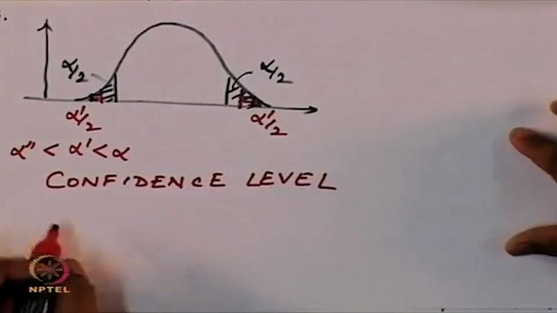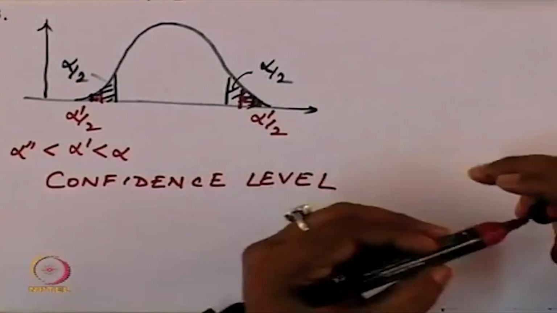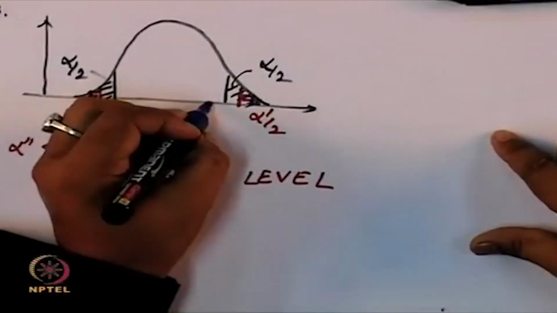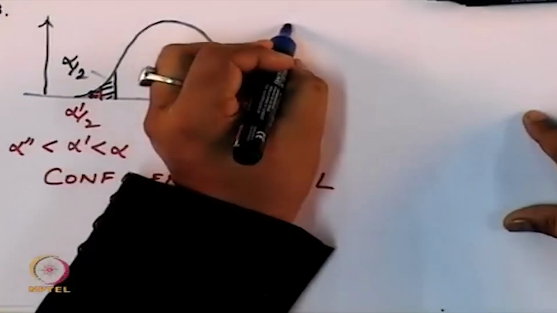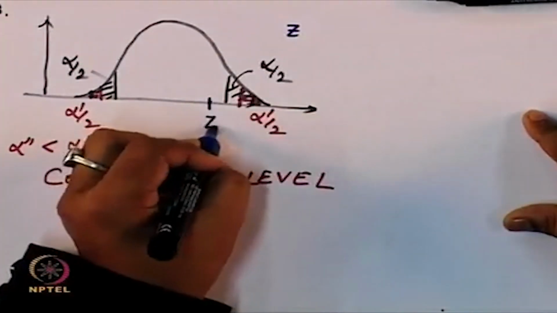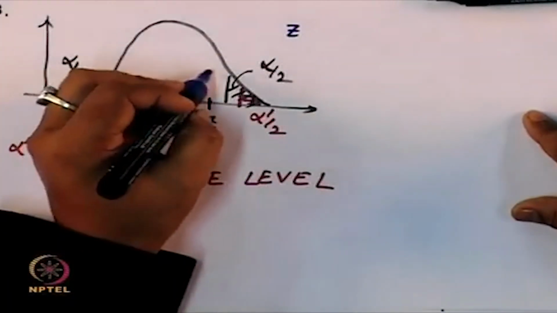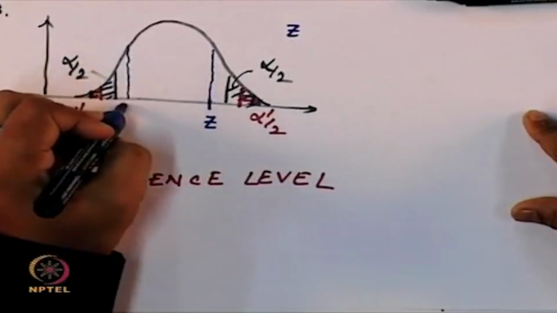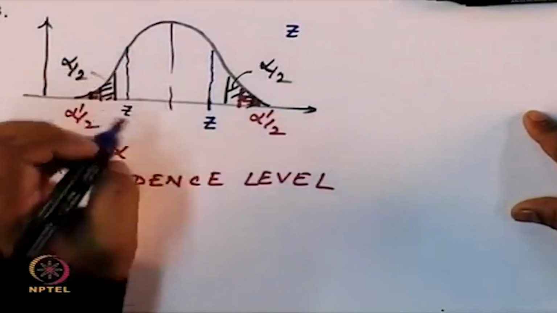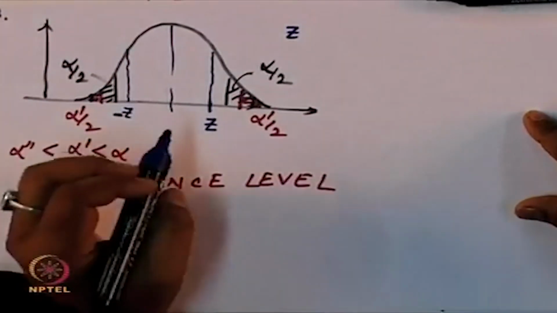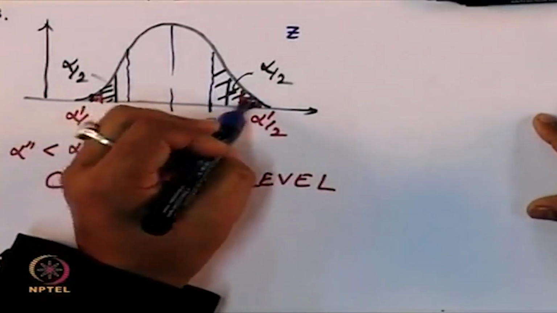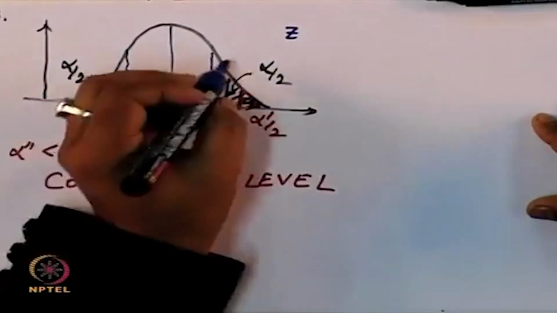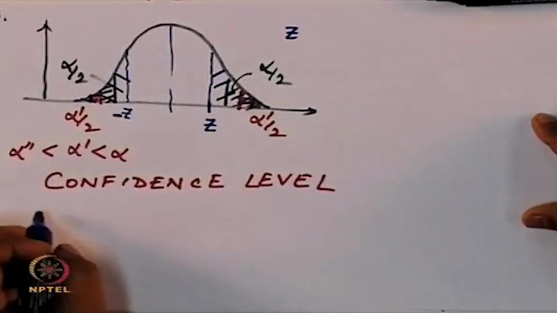Okay. What is the p value? Let us say you have calculated a particular value of the test statistic, and let us say Z is this one. Then for a two-tailed test, this should be minus Z. For a two-tailed test, the area under this whole curve is the p value.